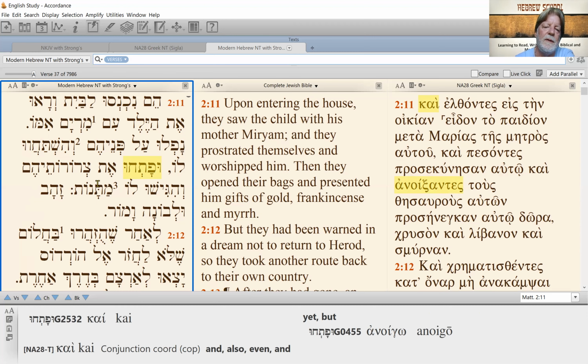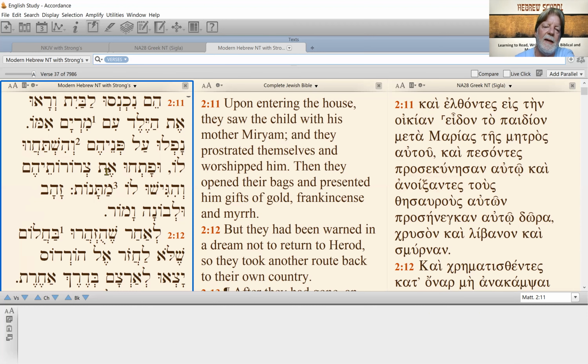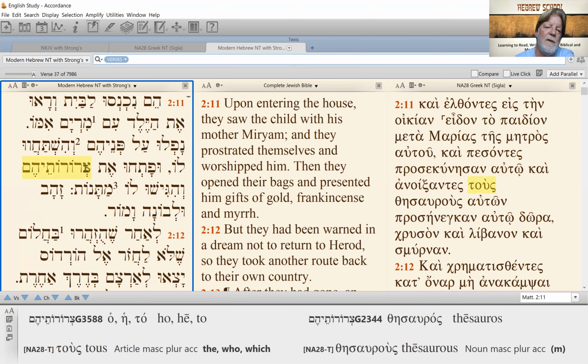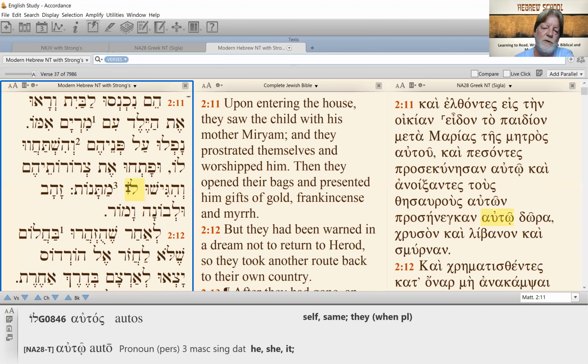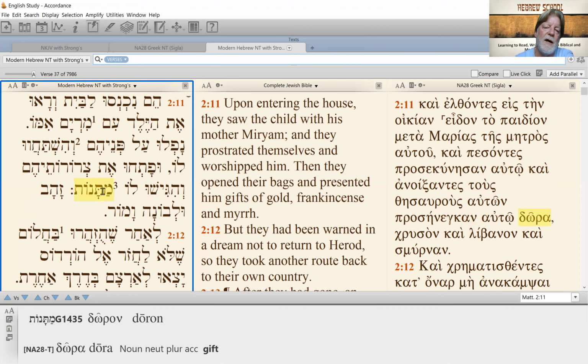Patachu, and they opened, direct object indicator, let's see, sarorotehem. Saror is like a gift. They're treasures. They opened their treasures. Vehigshu, and they approached him. Matanav, they brought to him gifts. Matanot. Matan is a gift. Matanot is the plural, gifts.